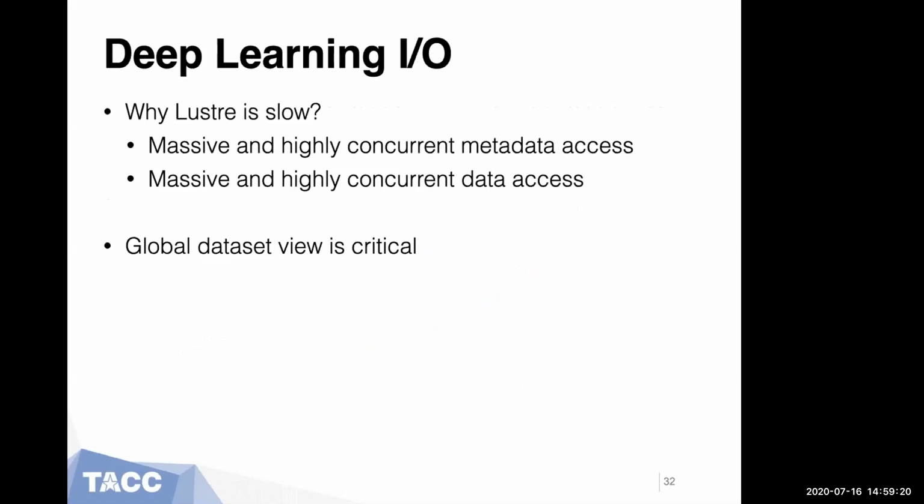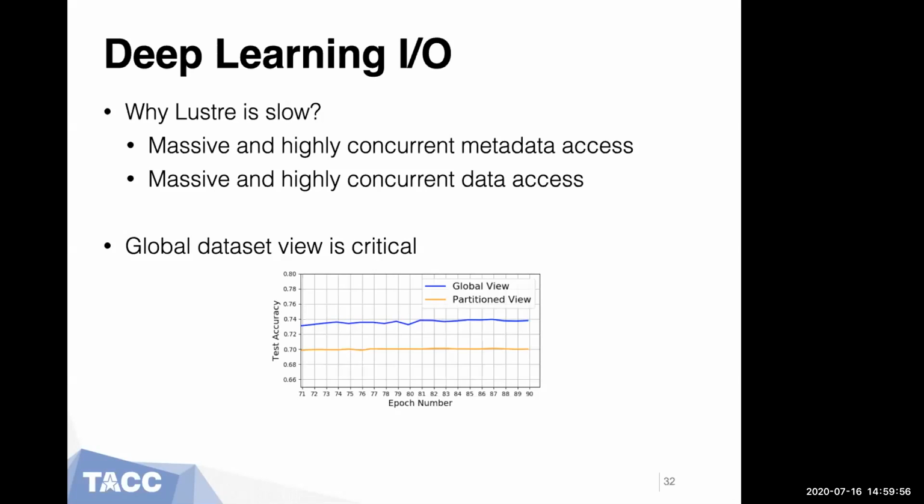Cool. So why is Lustre slow? Because distributed deep learning training has massive and highly concurrent metadata access, and it also has massive and highly concurrent data access. If you're not a CS researcher, it's okay if you don't understand metadata and data, but just keep in mind that running DL training in a distributed way with data on a shared file system may cause you some problems. Okay. And we also see that global dataset view is critical. What is a global dataset view?